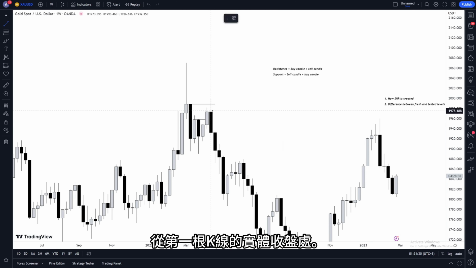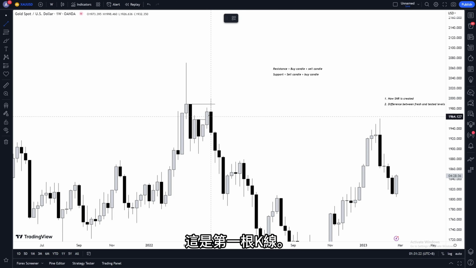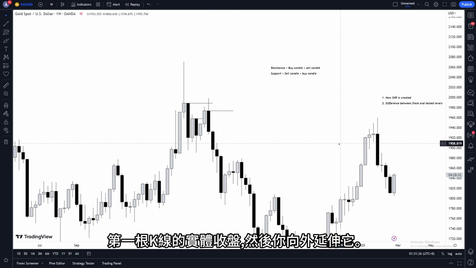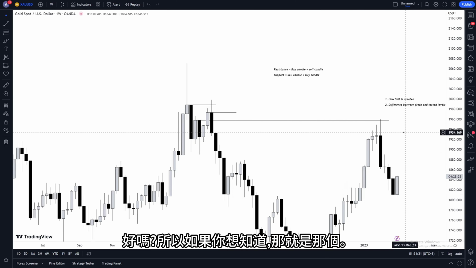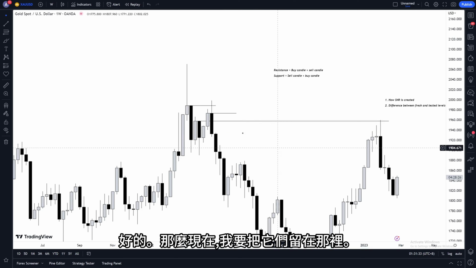This is the second candle. This is the first candle. This is the body of the candle. This is the close of the candle. Body close of the first candle, and you extend it up. Okay? So if you're wondering, that was that. Alright, so now, okay, I'm going to leave that there.